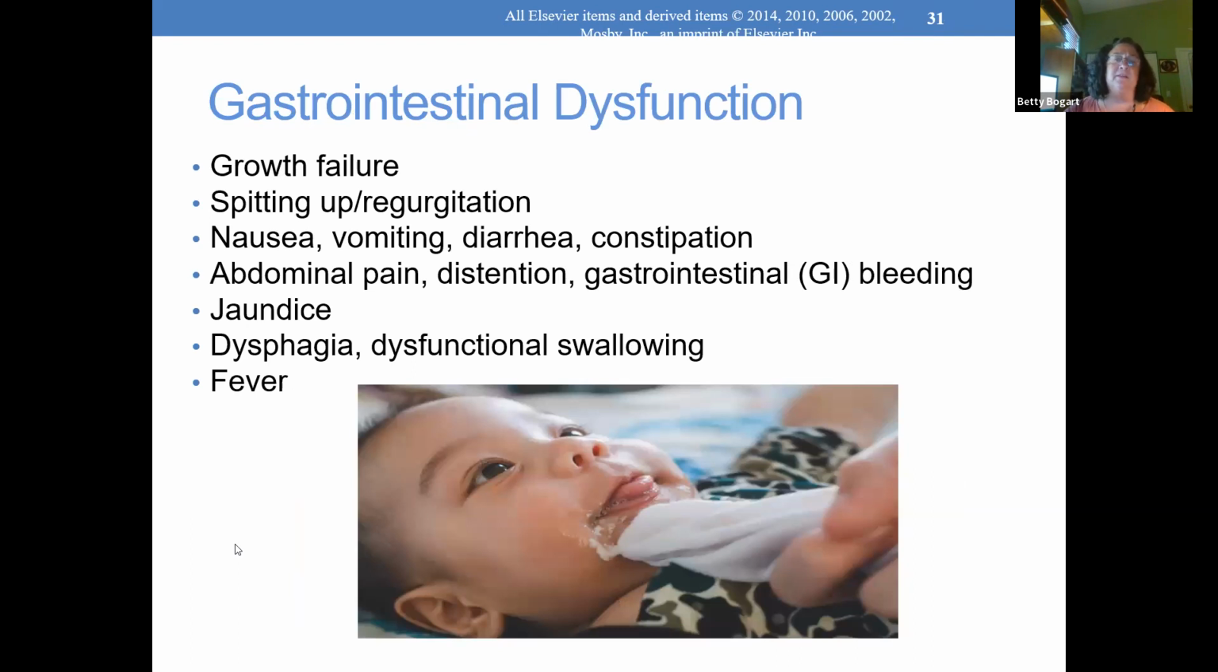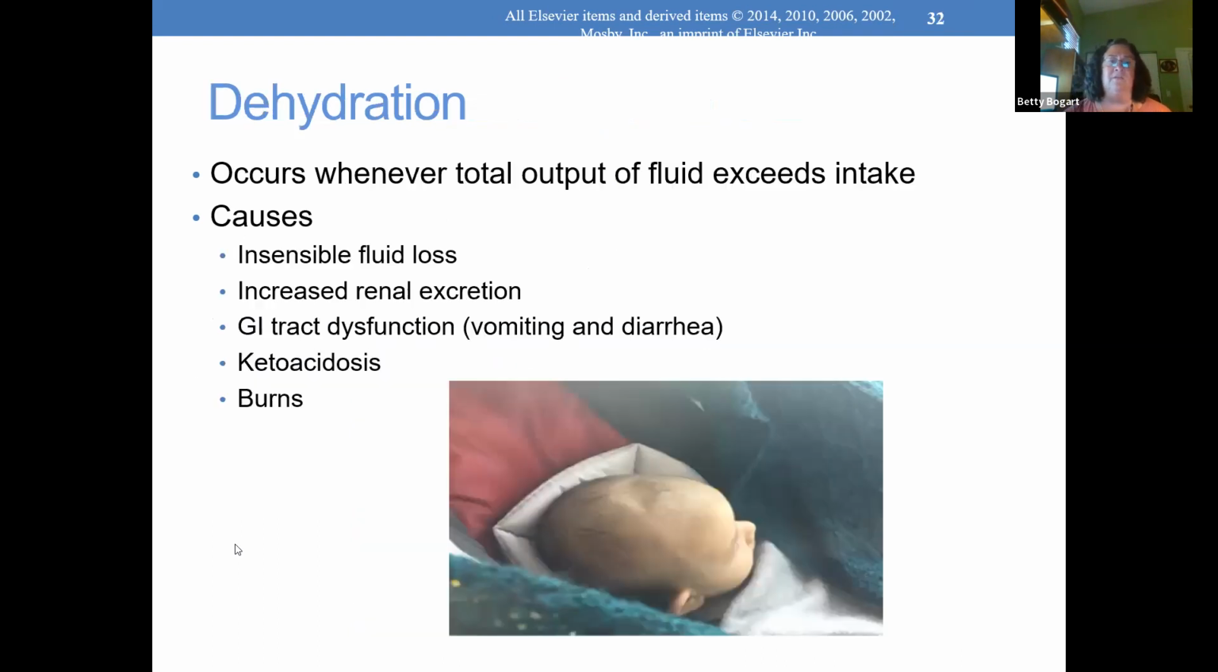I think the biggest one that I get concerned with in GI is that little spit up, that regurgitation. This is calories that these infants have eaten, now they got rid of, so they're not getting all the nutrition that they need. They can have nausea, vomiting, diarrhea, constipation. They can have all of these things. Also, what about dysphagia, dysfunctional swallowing? Remember, mouth to anus. These are things we need to be concerned of when we're thinking about GI issues in our infants and children.